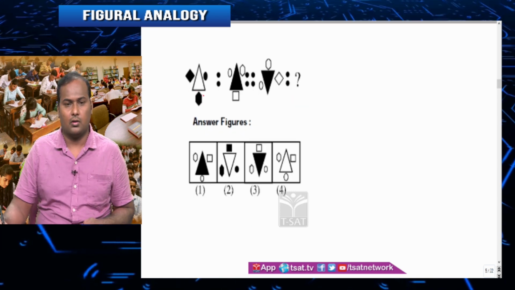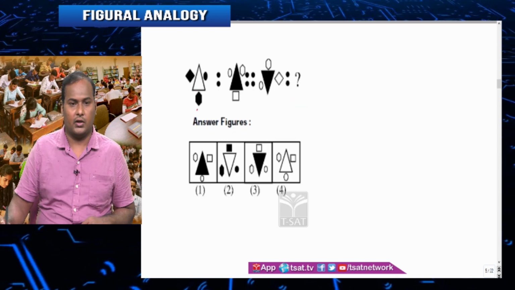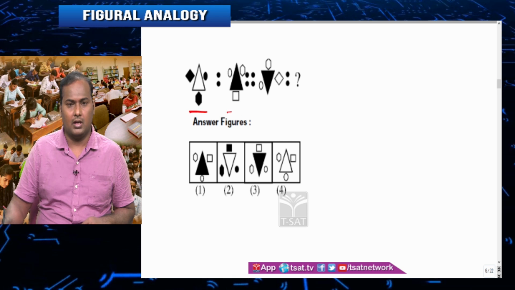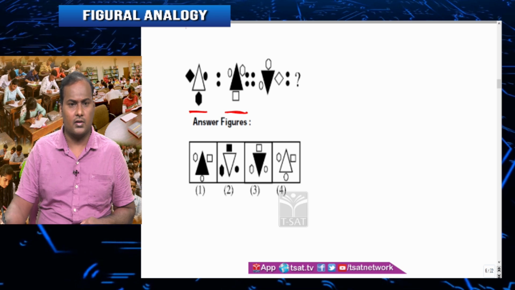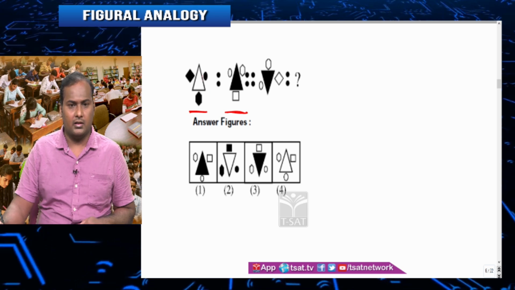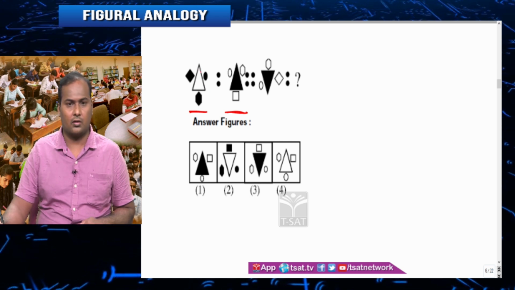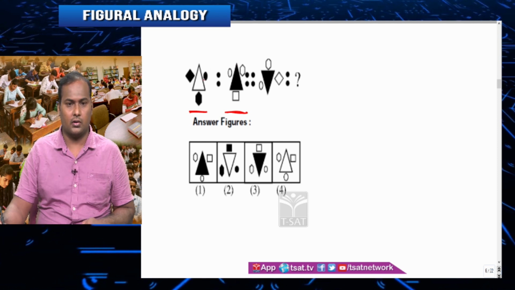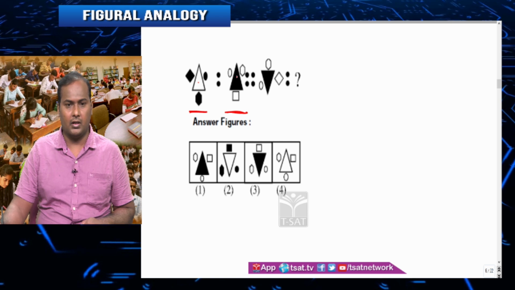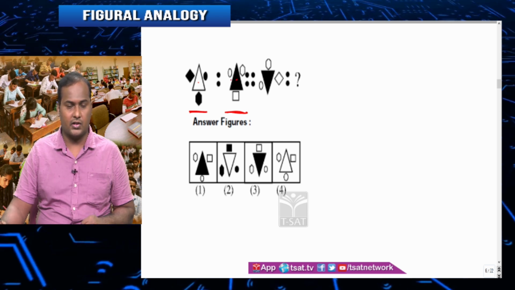In this question, what is the change that you can observe from one figure to the next figure? The change is very easy. The first one is, here the triangle is light in color, inside there is no dark portion, but in the next figure you can see a dark portion. So initially the lighter one becomes darker here. That is the first change you can see.